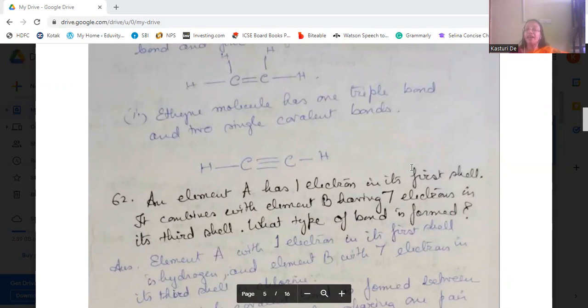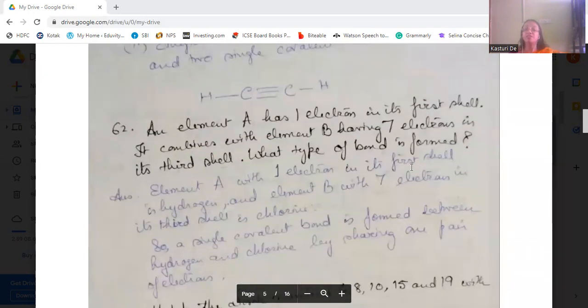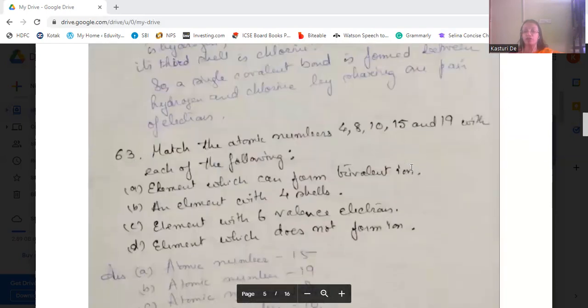Now, an element A has one electron in its first shell. It combines with element B having 7 electrons in the third shell. What type of bond is formed? The element A with one electron in its first shell is hydrogen, and element B with 7 electrons in its third shell is chlorine. So a single covalent bond is formed between hydrogen and chlorine by sharing one pair of electrons.